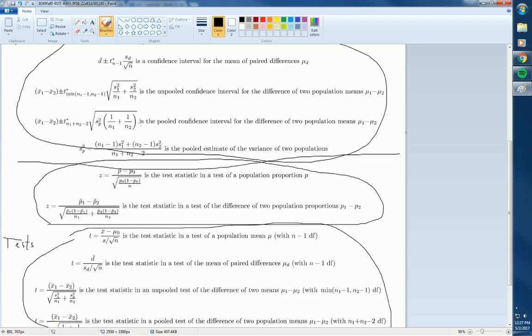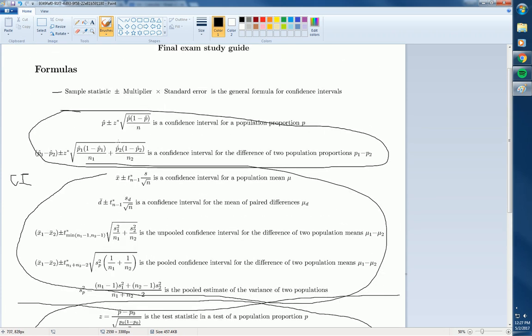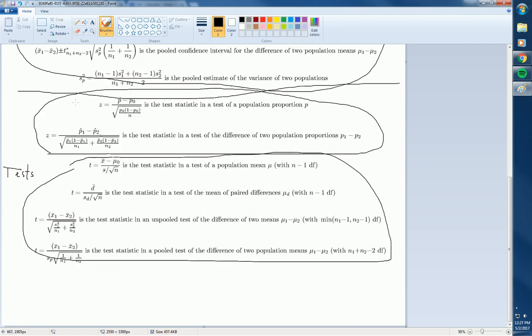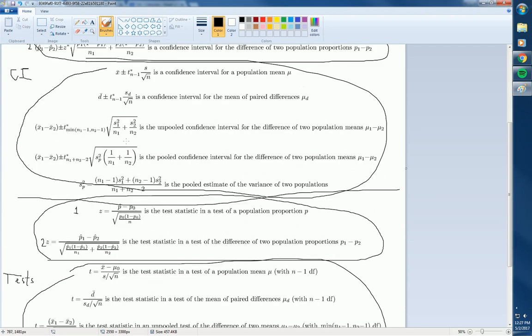Furthermore, within proportions, confidence intervals for proportions have 2 formulas. There's the 1 sample formula, there's the 2 sample formula. That happens down with tests as well: 1 sample or 1 population, 2 populations there. Then for the confidence intervals of means, we have 1 population, 1 population of differences, and then 2 populations.